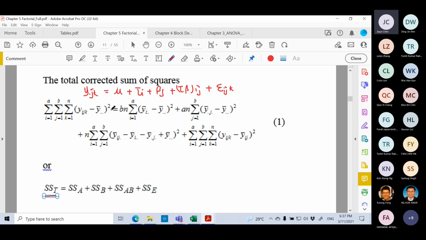When you do the expansion, the iteration effects or the cross products will cancel off. So this will be noted as the first one, SSA, then SSB, SSAB, and the SSE. The sum of squares here will be given by this.